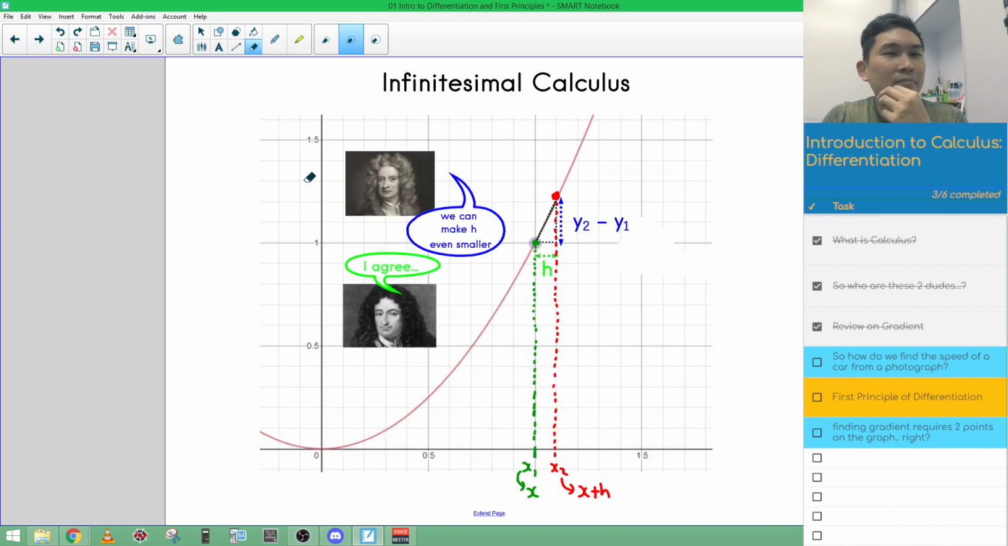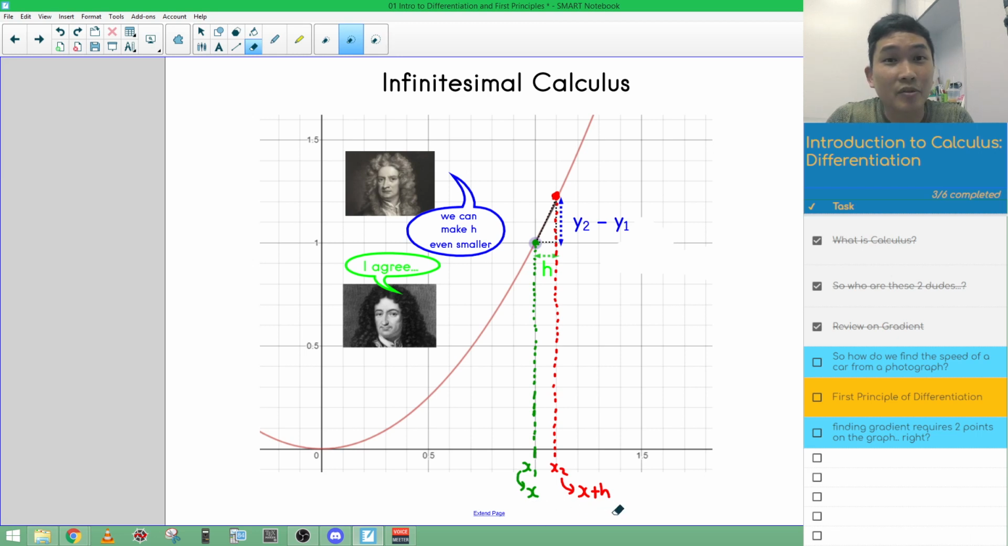Okay, so let's look at how we can do this. How can we implement this with limits? First of all, let's look at the 2 points. Let's start with what we know: y2 minus y1 over x2 minus x1. Let's start with x2 and x1 at the bottom over here. Instead of calling them x2 and x1, we call them x and x plus h.